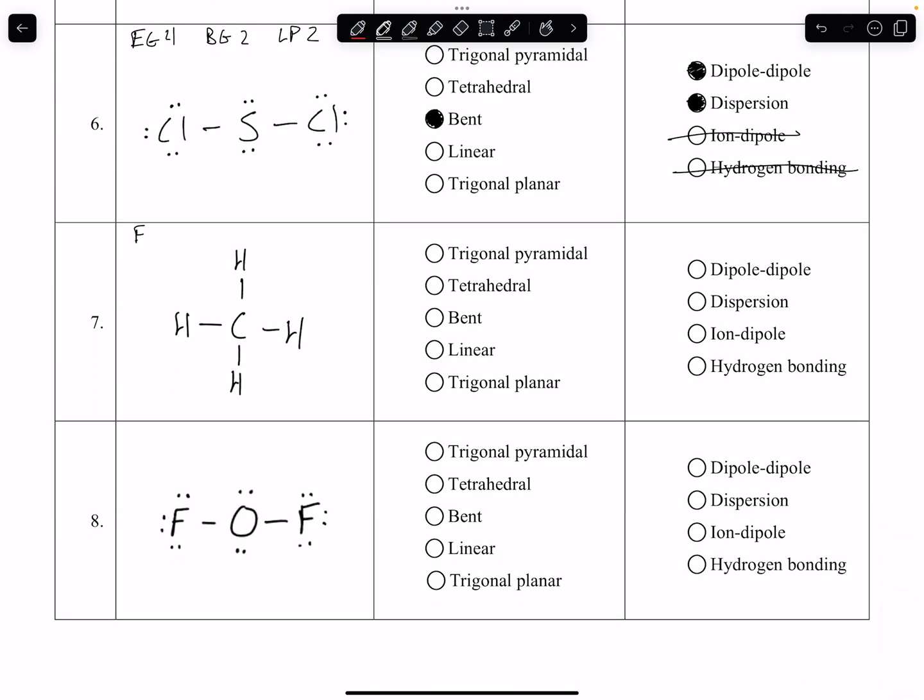All right, electron groups here on the carbon, again, that's 4. So bonding groups, because they're all hydrogens, is 4, and lone pairs is 0. That's tetrahedral. And then they're all carbons. There's no lone pairs, so this will only be dispersion. It's nonpolar, so it's not any of these.